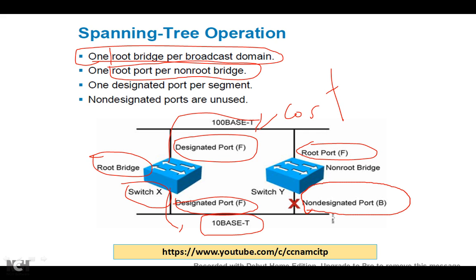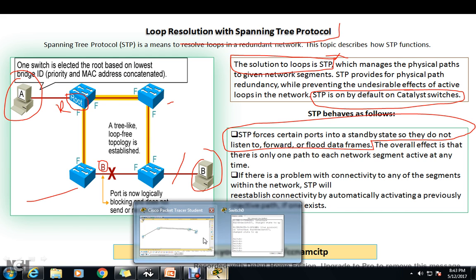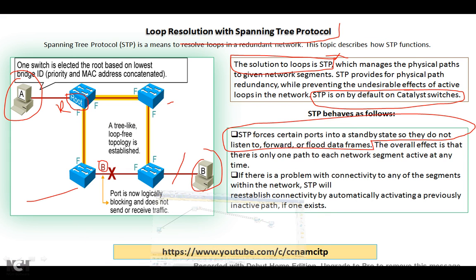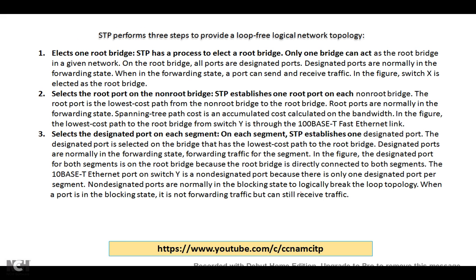Okay, and if you see this switch B, it has a non-designated port. This one is designated and this one is designated, and the most important thing, if you see here, it is a cross. So this port will be in standby mode, the way we have seen in switches. In this scenario, this port will be in standby mode. And how this operation works, we will see here.